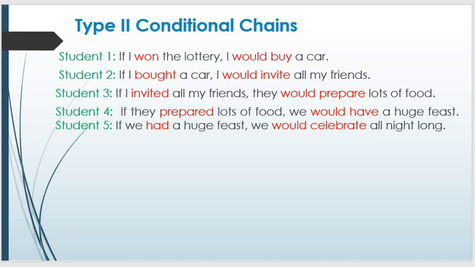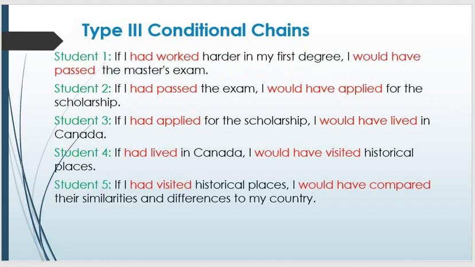If I won the lottery, I would buy a car. If I bought a car, I would invite all my friends. The next one: if I invited all my friends, they would prepare lots of food. If they prepared lots of food, we would have a huge feast. If we had a huge feast, we would celebrate all night. All these students follow the idea of the former student and come up with their own ideas to make the type 2 conditional sentences. The same is true in type 3.